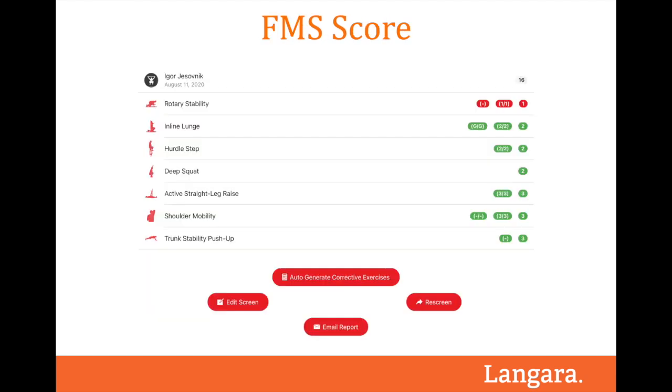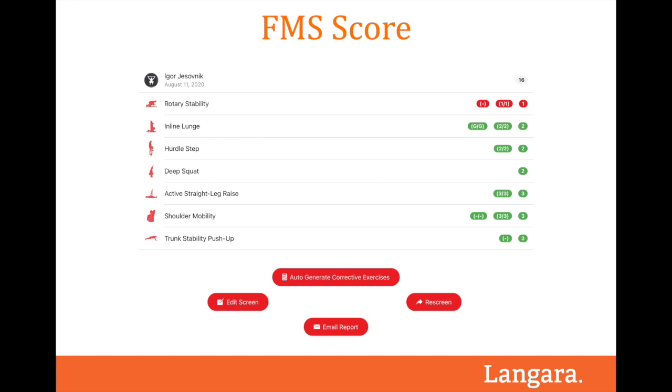That's the last test. When the right arm is forward and the right leg is back, we're obviously scoring the right side, and then vice versa. So scoring the test looks like this. This is what a score could look like. This athlete here scored a 1 in the rotary stability, a 2 on both sides of the inline lunge, a 2 on both sides of the hurdle step, a 2 with deep squat, 3 active straight leg, 3 on both sides of shoulder mobility, and 3 with a trunk stability push-up, for a total score of 16. So that's what the scoring would look like.